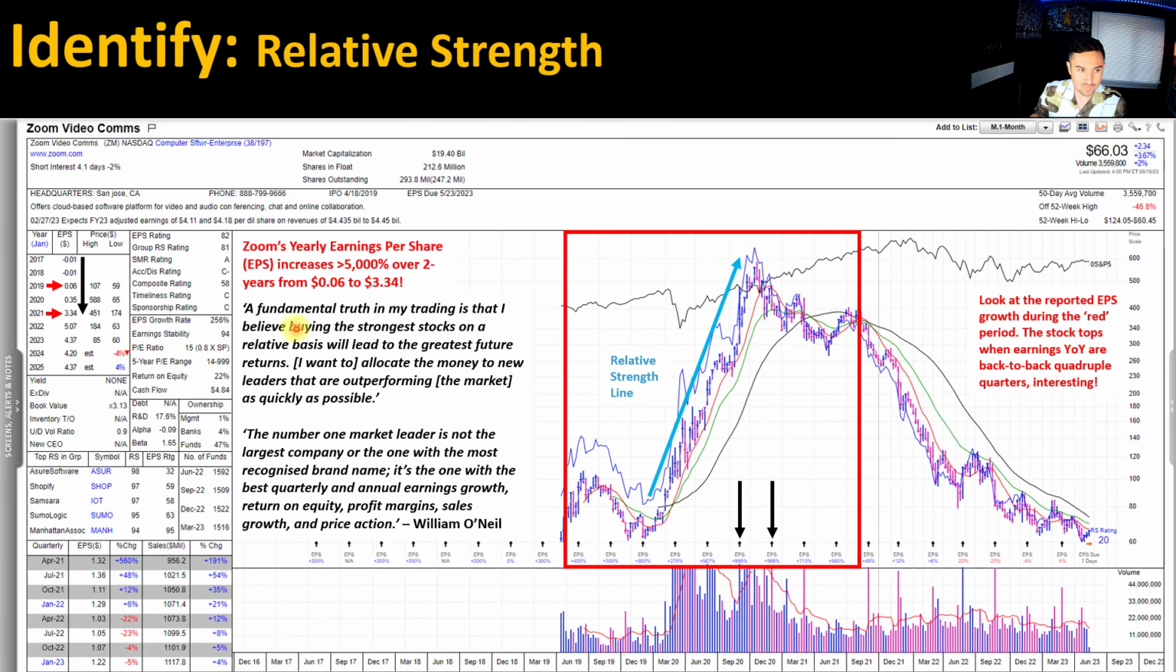A fundamental truth in my trading is that I believe buying the strongest stocks on a relative basis will lead to the greatest future returns. I want to allocate the money to new leaders that are outperforming the market as quickly as possible. As William O'Neill said, the number one market leader is not the largest company or the one with the most recognized brand name. It's the one with the best quarterly and annual earnings growth, return on equity, profit margins, sales growth, and price action. So this is Zoom here.